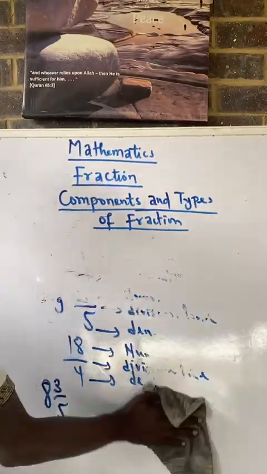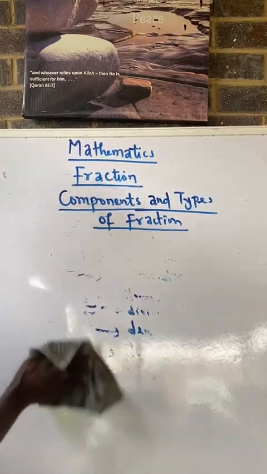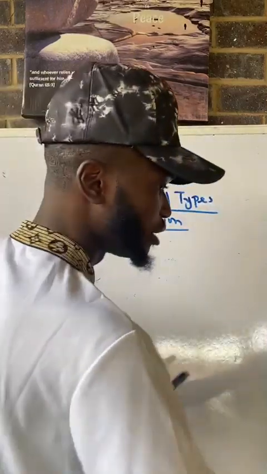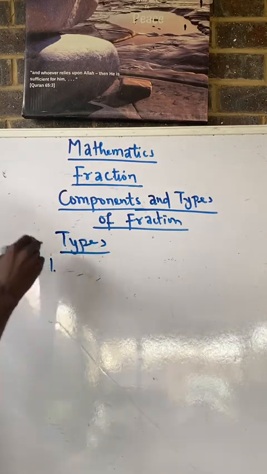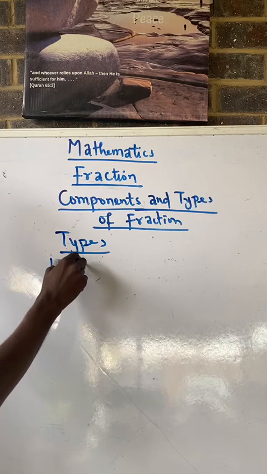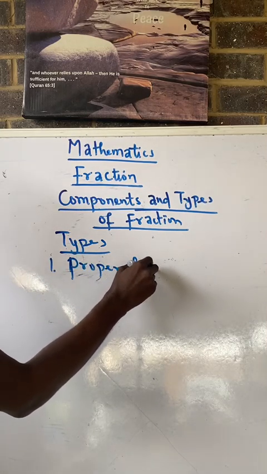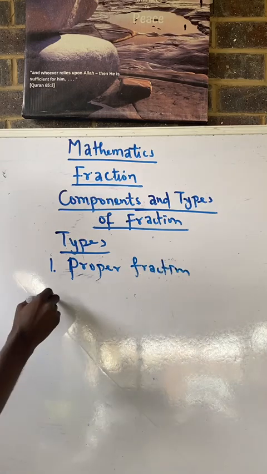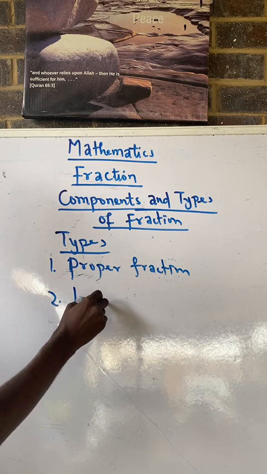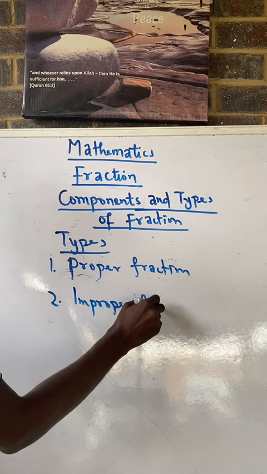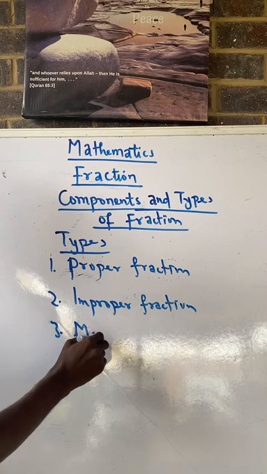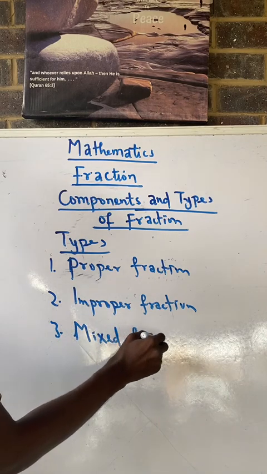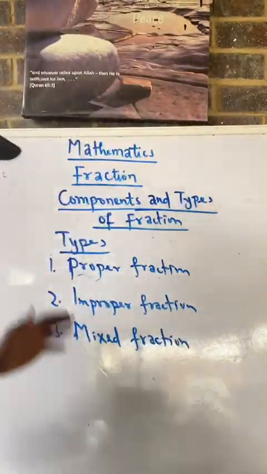Types of fraction. Now, fraction generally has three types. The first one is proper fraction. 2, improper fraction. And 3, mixed fraction. While some people call it mixed numbers. So anyhow, whichever you call it is still good.